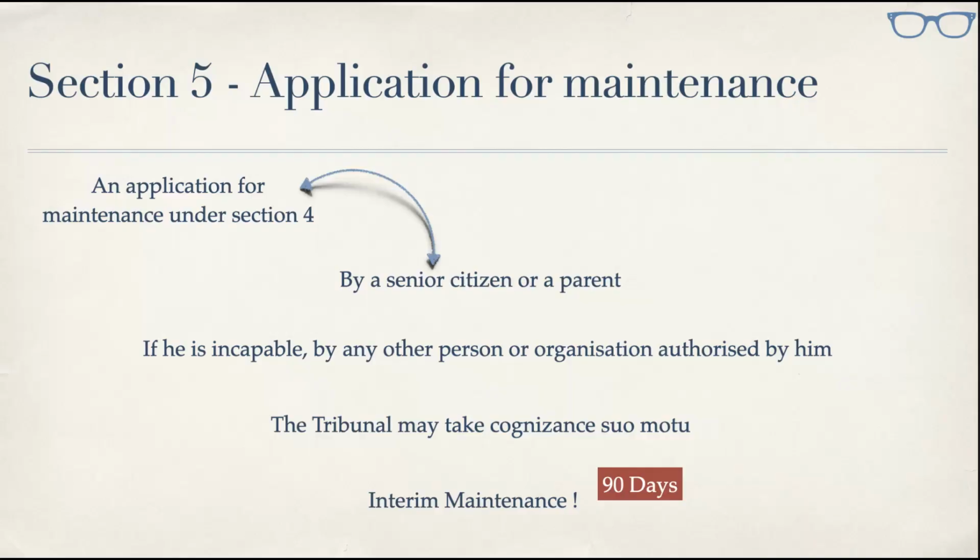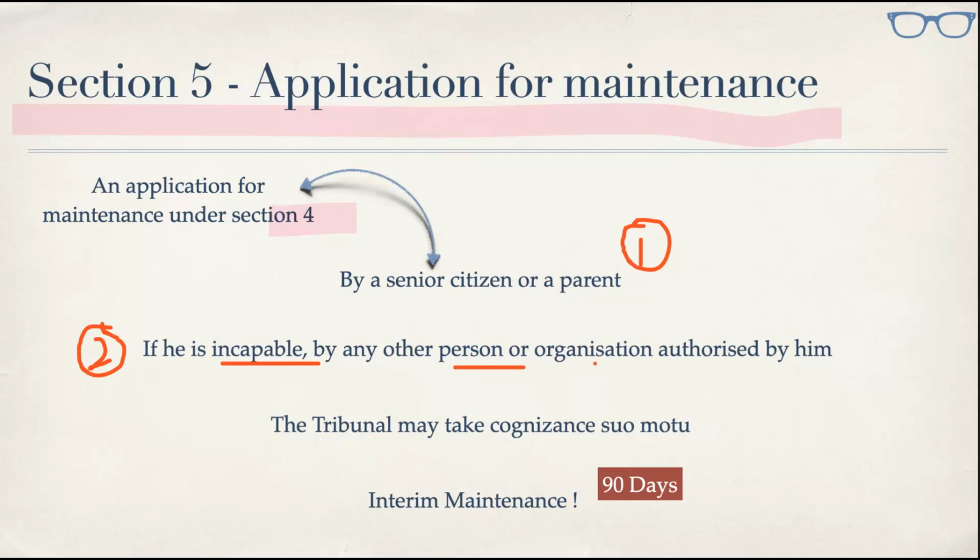Now the core provision which deals with application for maintenance, and which is a very important provision, is section 5. Section 5 states that an application for maintenance under section 4 can be made by whom? First, it can be made by a senior citizen or a parent. Second, if he is incapable, by any person or organization authorized by him. When I say organization over here, I mean a voluntary association registered under the Societies Registration Act. Thirdly, the tribunal may take suo motu cognizance as well. So there are three scenarios of making an application under section 5.